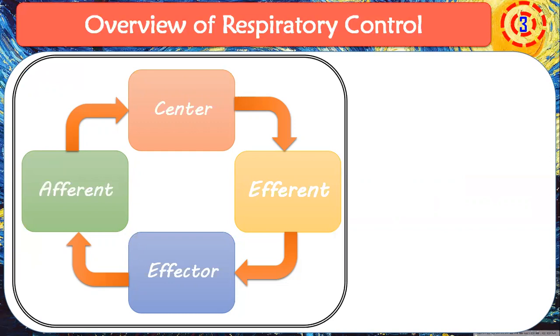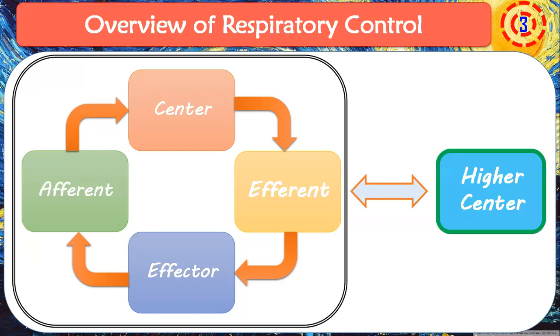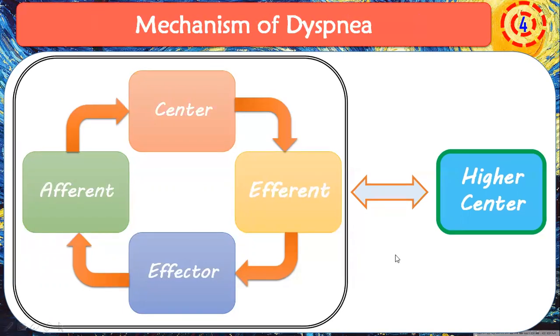However, there is an intruder or outsider. Now that in this case would be the higher centers, because higher centers can influence, both directly and indirectly, any part of the respiratory control cycle here, as we see. So this occurs specifically on the center and on the efferent nerve pathways. So we shall be clarifying our doubts about the mechanism of dyspnea based on the same picture.